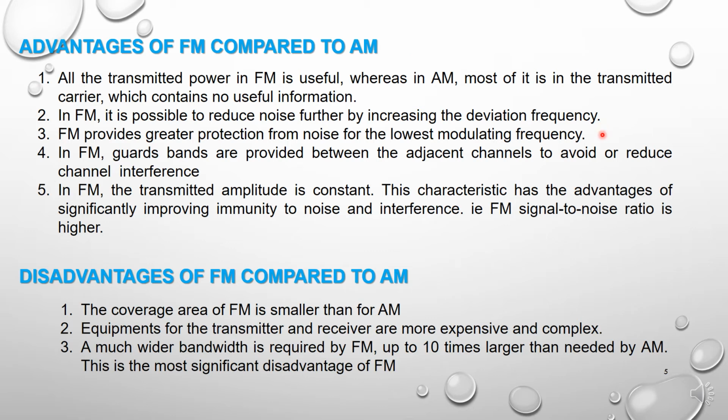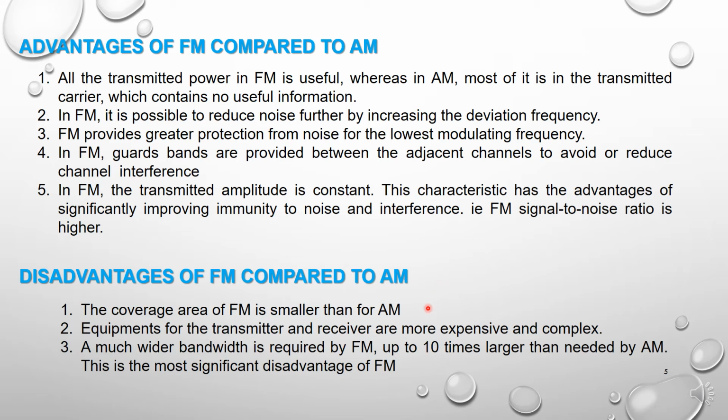Okay, in FM, guard bands are provided between adjacent channels to avoid or reduce channel interference. And lastly, in FM, the transmitted amplitude is constant. This characteristic has the advantage of significantly improving immunity to noise and interference, which means the FM signal to noise ratio is higher.